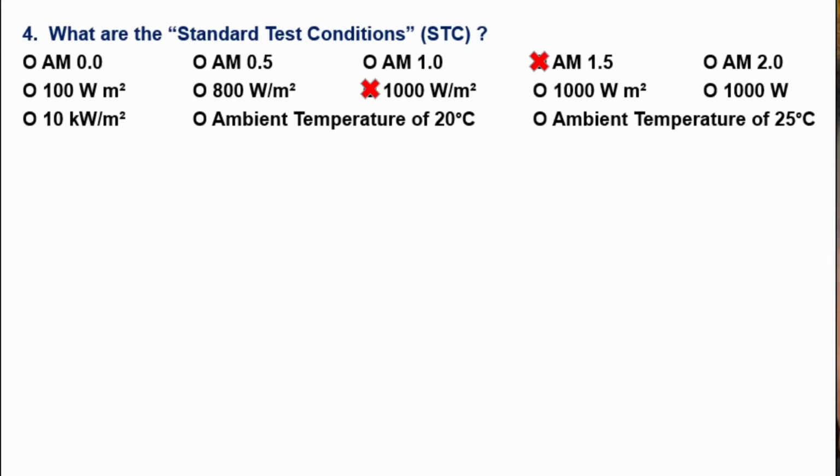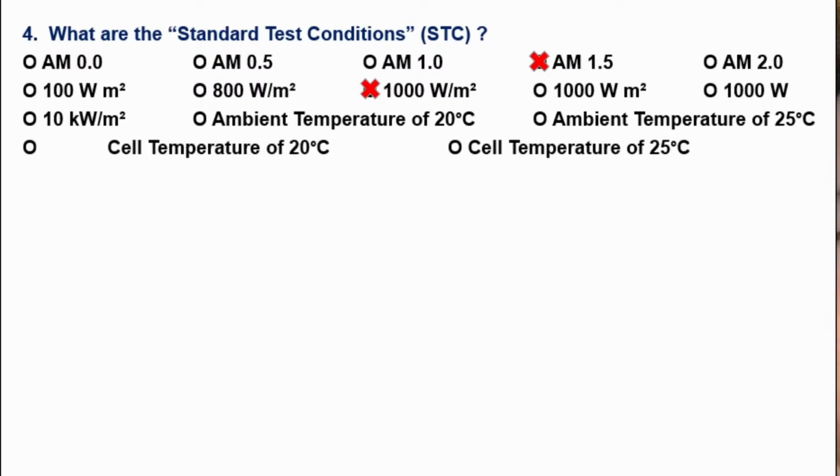Ambient temperature of 20 degrees, ambient temperature of 25 degrees, or what other options do we have? We have cell temperature of 20 degrees or cell temperature of 25 degrees. So mind, the cell temperature is relevant. Often in a test, people mix it up and put the ambient temperature at 25 degrees. For the nominal operating conditions, the ambient temperature is relevant, but it's not 25 degrees, it's 20 degrees then. But here, for the standard test conditions, we have a cell temperature of 25 degrees.